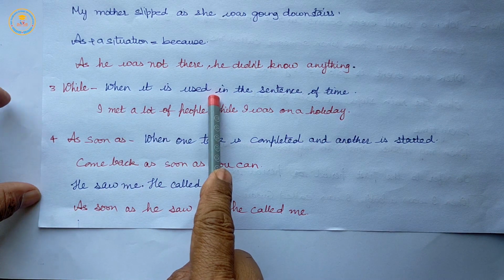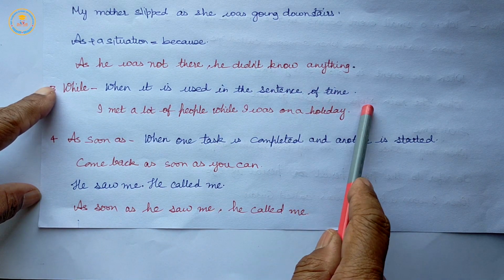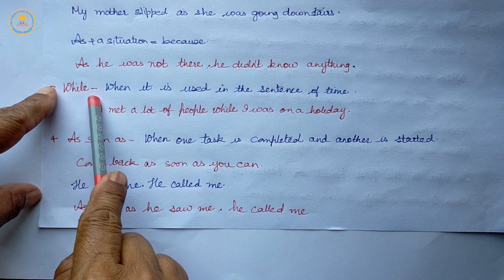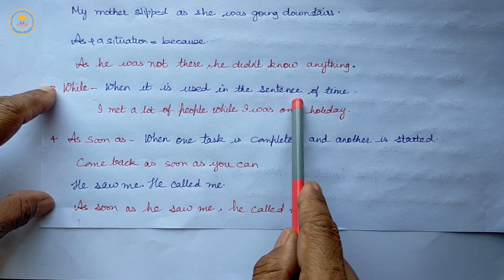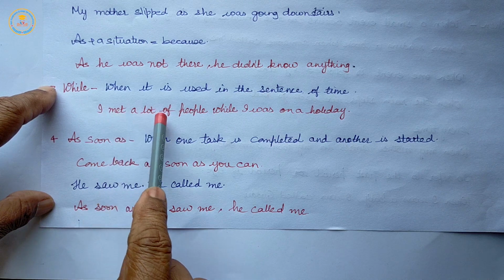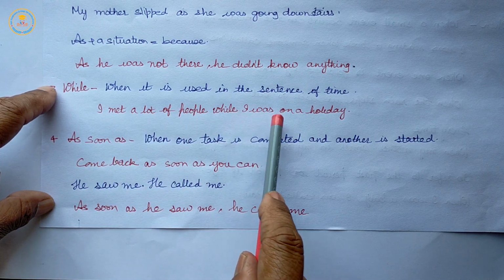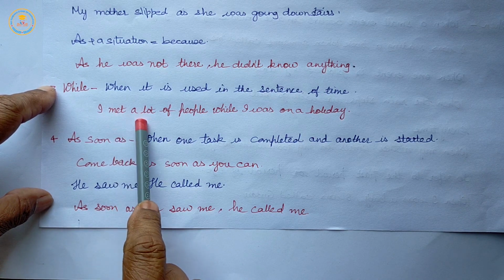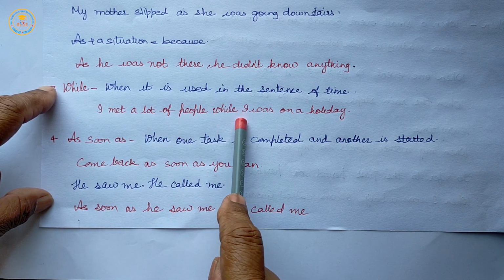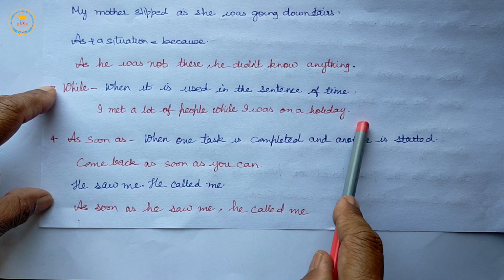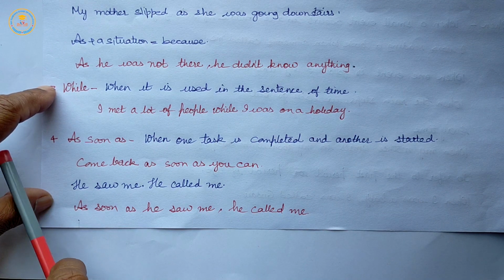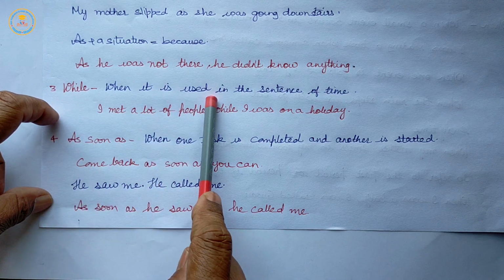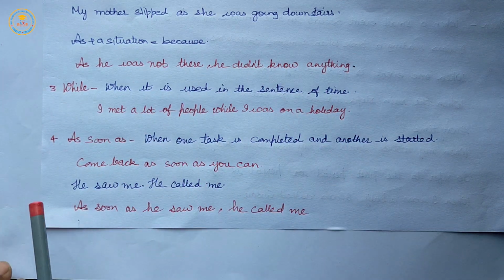When is while used in the sentence of time? We will use while when it is used in a sentence of time. I met a lot of people while I was on a holiday. So, the use of while: it is used in a sentence of time.